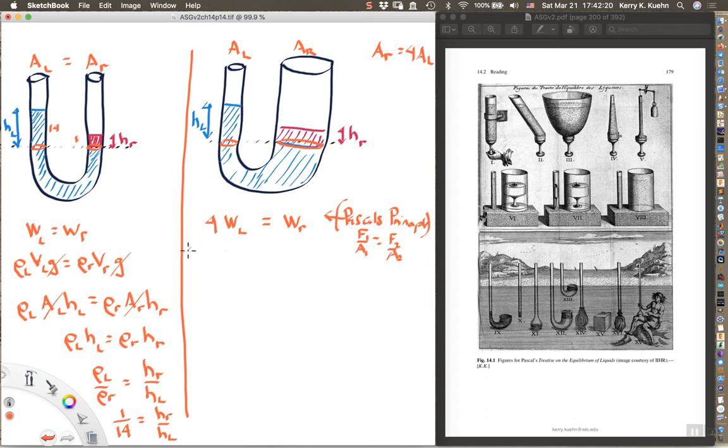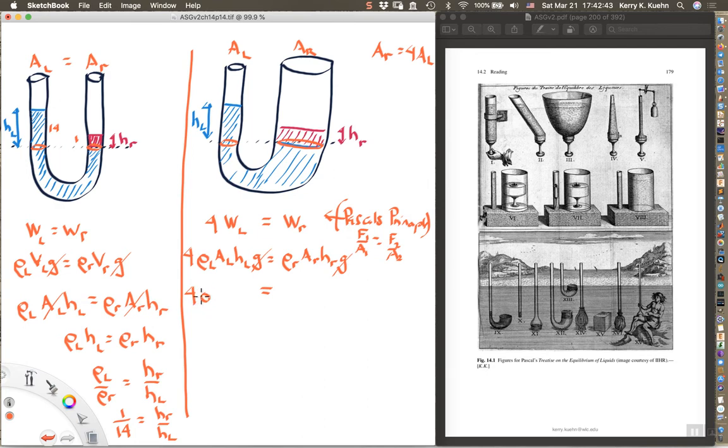Now, let's use this formula. 4 times the weight on the left. What's the weight on the left? It's the density of the fluid on the left, the area of the fluid on the left, the height of the fluid on the left, and g. What's the weight of the fluid on the right? It's the density of the fluid on the right times the area on the right, the height on the right, and g. Let's cancel out our g's as usual.